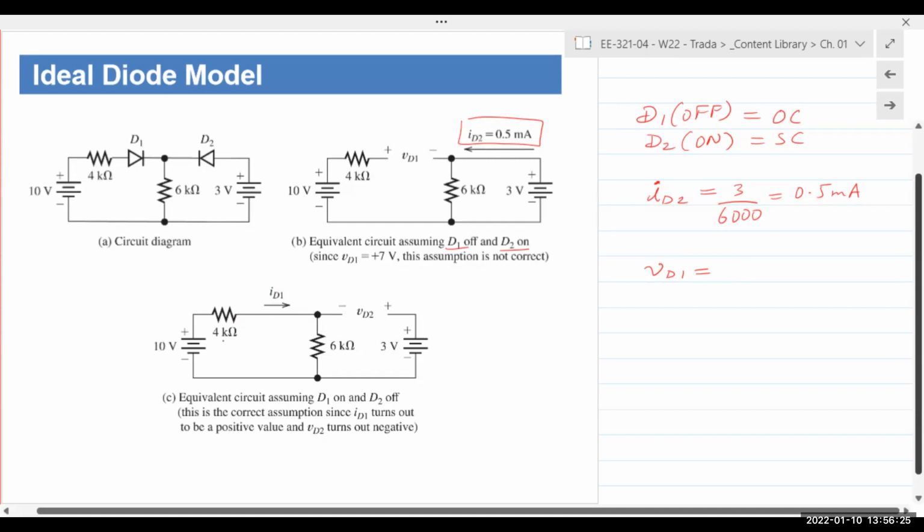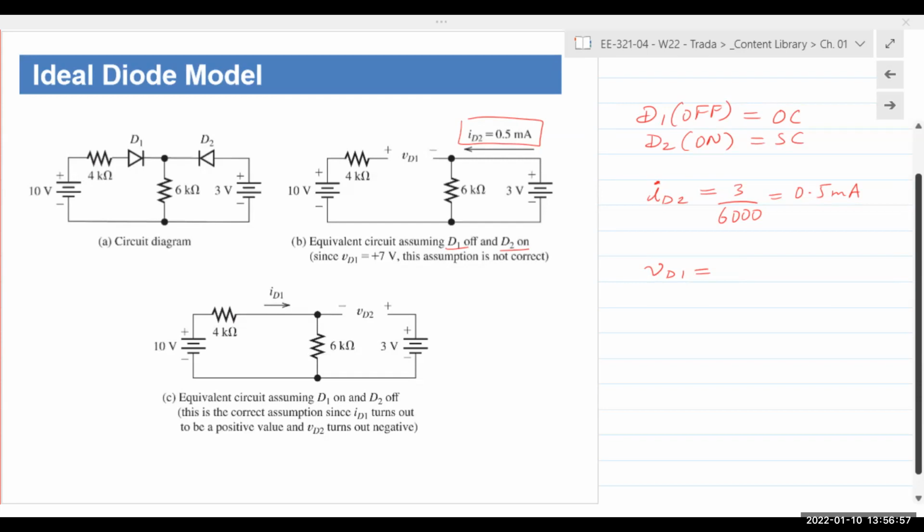And now D2 is assumed to be off. Now you can keep D2 as on too, but that's going to be an extra step for analysis, which you can do, of course. But in this case, because it's a short circuit, I'm going to calculate the current flowing through the circuit. And here, because it's open, I'll calculate the voltage across it. This ID1 should result in a positive number, and this VD2 should result in a negative number.